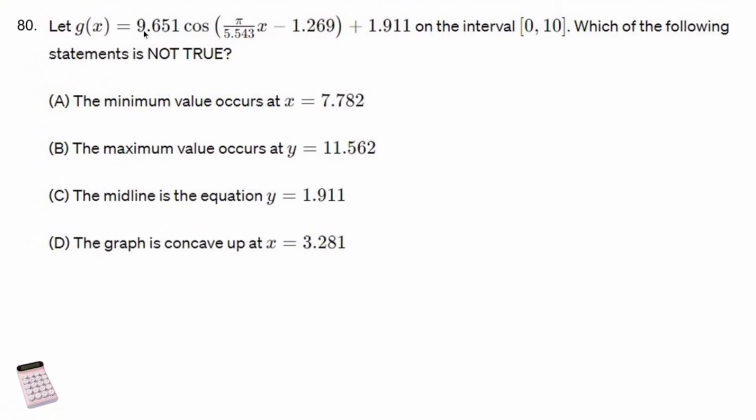Let g of x equals 9.651 cosine of pi over 5.543 x minus 1.269, plus 1.911, on the interval 0, 10. Which of the following statements is not true? All right, so we need the lie in all of this. Obviously what I need to do is run to my calculator because there's no way I'm doing this without a calculator. I'm going to y equals, plugging that in, graphing that on 0, 10, which is good news, and seeing which one of these is not true. So let's go and see what happens.